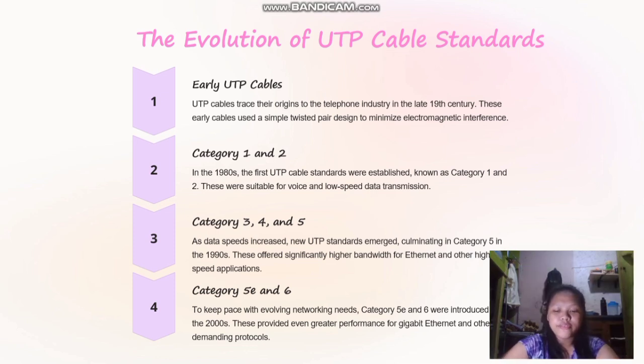Third, Category 3, 4, and 5. As data speeds increased, new UTP standards emerged, culminating in Category 5 in the 1990s. This offered significantly higher bandwidth for Ethernet and high-speed applications. Fourth, Category 5E and 6. To keep pace with evolving networking needs, Category 5E and 6 were introduced in the 2000s. This provided even greater performance for Gigabit Ethernet and other demanding protocols.